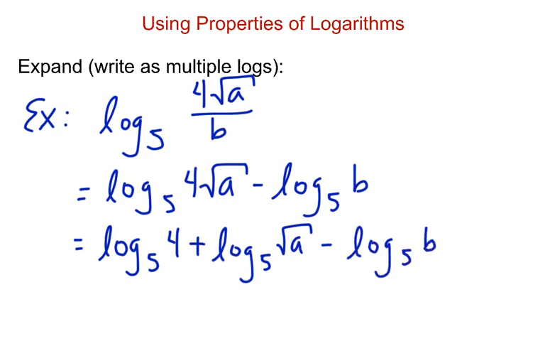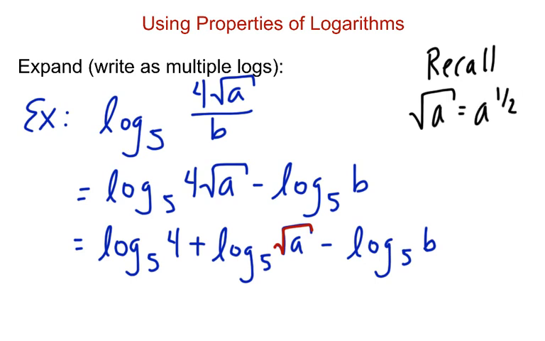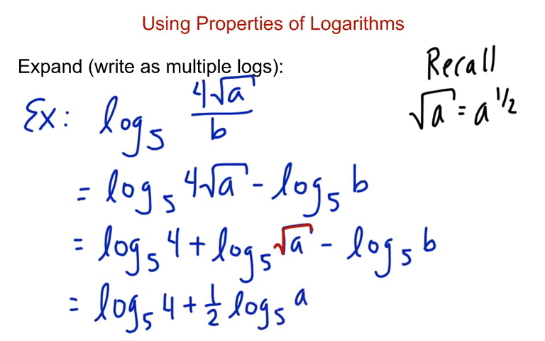And that's looking pretty good. There is still one final step kind of in disguise because we've got the square root of a. But the square root of a, here's a little recall moment on the side. The square root of a is the same as a to the 1/2 power. So our final step to expand this logarithm will be to use our power rule, which will bring the power down out front. So log base 5 of 4 added with 1/2 log base 5 of a minus log base 5 of b will be that logarithm in fully expanded form.